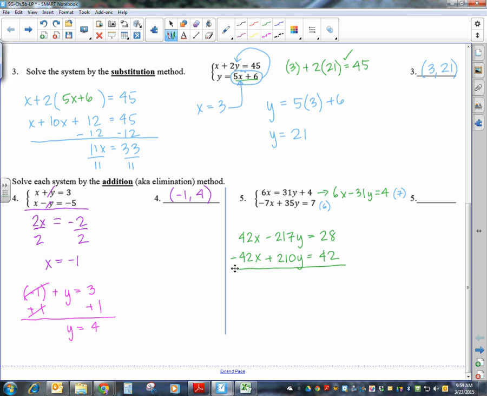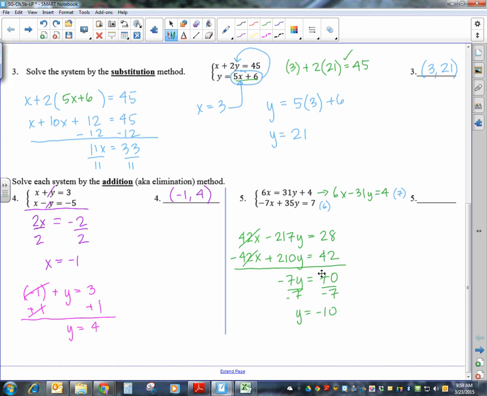So when I add these two, you'll see that my x's fall out. Negative 217 plus 210 is negative 7y, and 28 plus 42 is 70. So I'm going to divide both sides by negative 7, and I'm going to get that y equals negative 10.